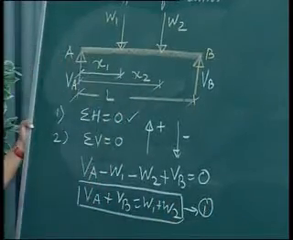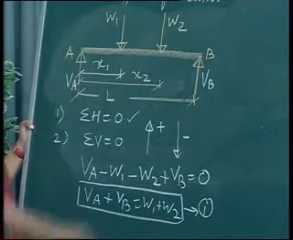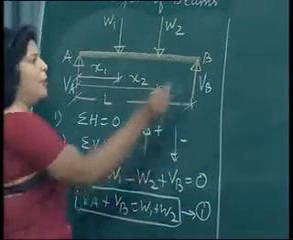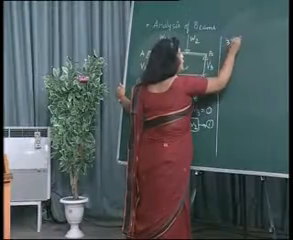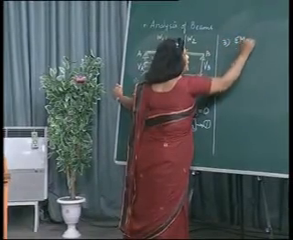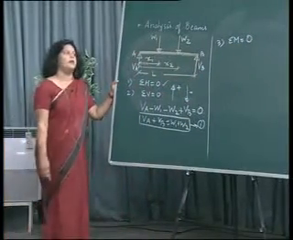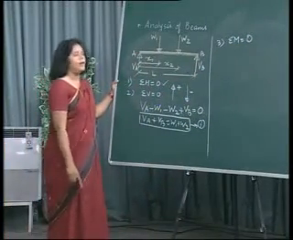Now we have come to our third condition of equilibrium, which is sigma moment equal to 0. If you remember, I have just explained that when we talk about sigma moment, that is the algebraic summation of the moments, it should be equal to 0.